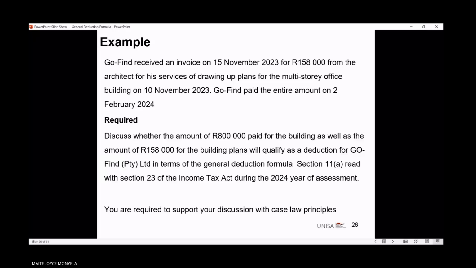And then I just wanted to ask, on your solution, you only went for section 11, but we didn't look at the requirements for section 23. So if it disqualifies because of the capital in nature, does that mean you don't go to the next section then? So you don't discuss those points? Yes, a good question. Remember, if the question says section 11A, you will only deal with section 11A. But we want to at least stretch your mind by saying section 23.